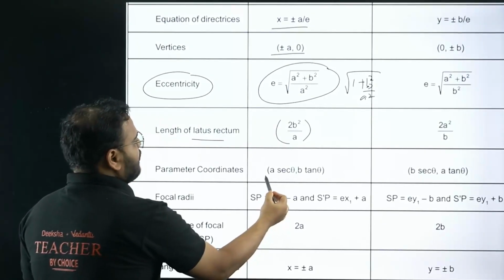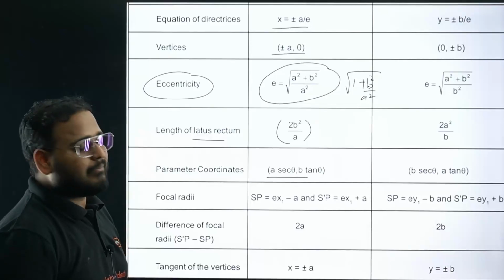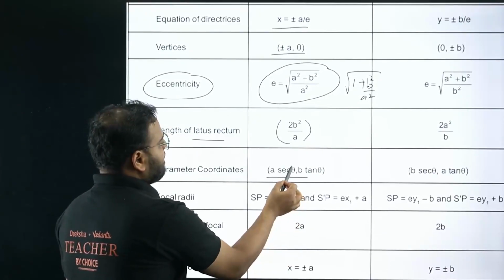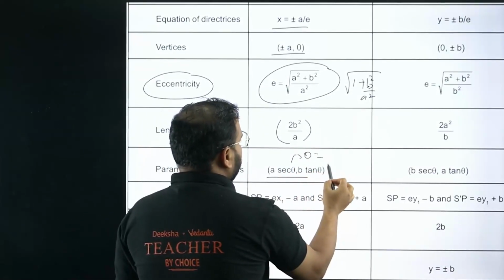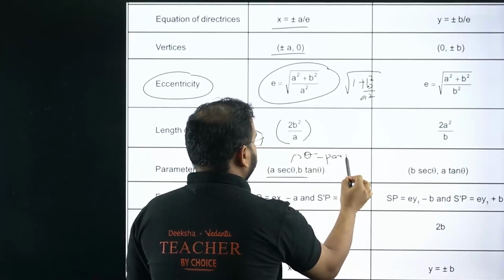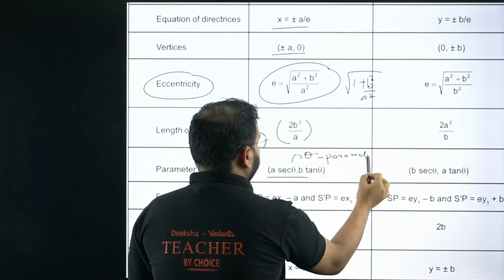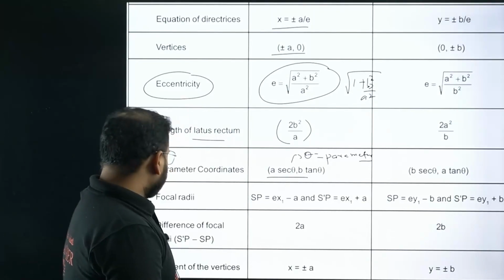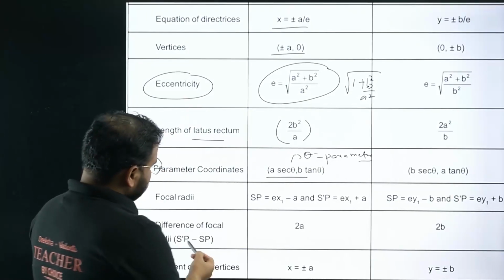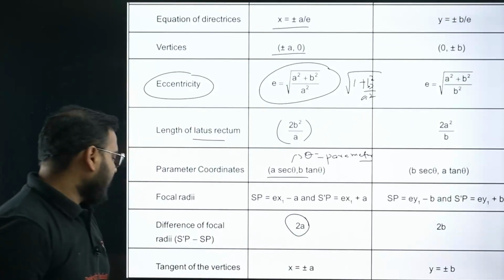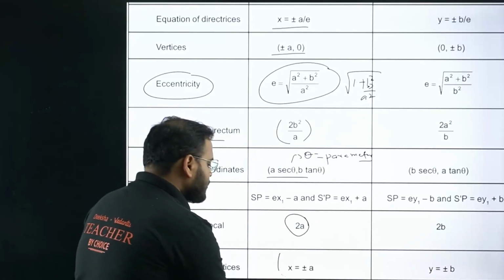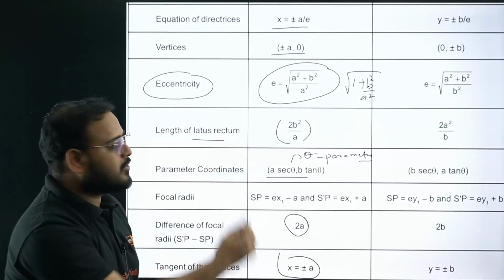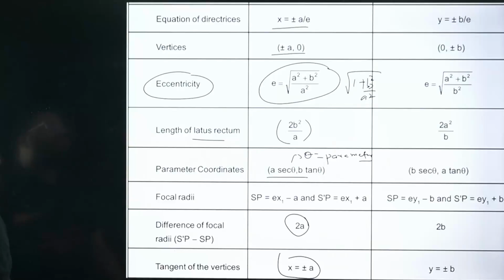Okay. These are the coordinates, or in terms of the parameter, which is nothing but theta over here. Theta is the parameter, right? Please check. What else do we have? Focal radii. The difference of focal radii, SP dash and SP, will be 2a, and the tangent at the vertices will be x equals plus minus a. The vertical line across both the ends. Okay. Please check.